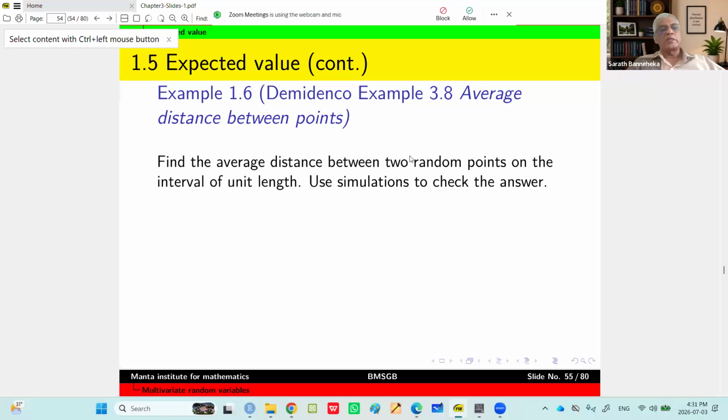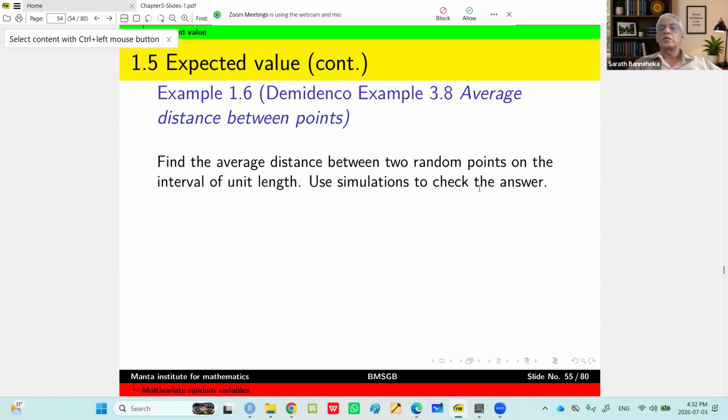So now let us look at another example regarding the expected value. In this case, find the average distance. This is coming from David and Co's book. Actually, the previous one also was from the textbook, David and Co's book. Find the average distance between two random points on the interval of unit length. Use simulations to check the answer.